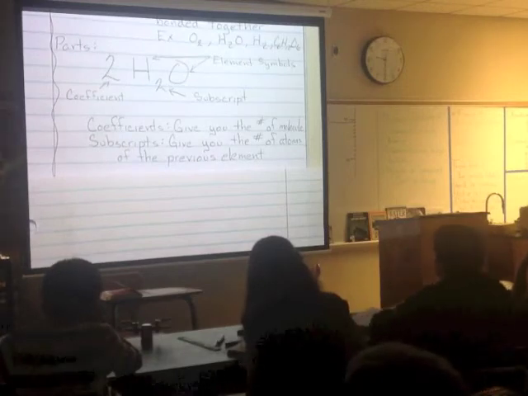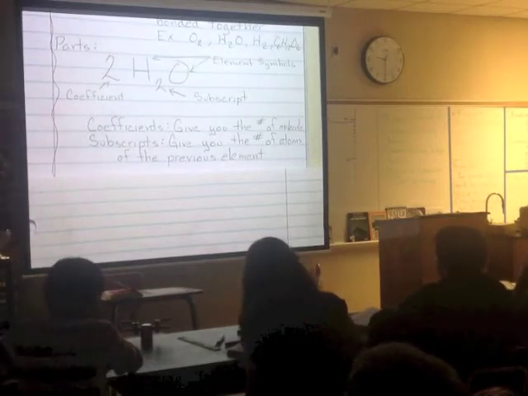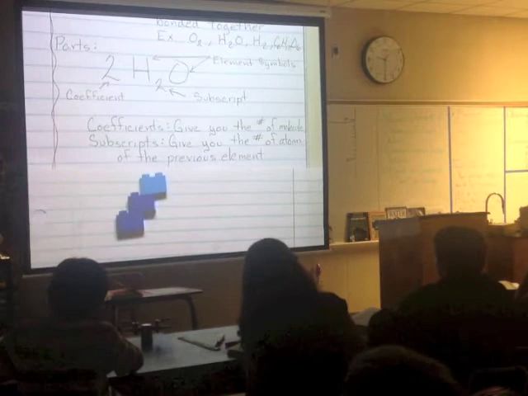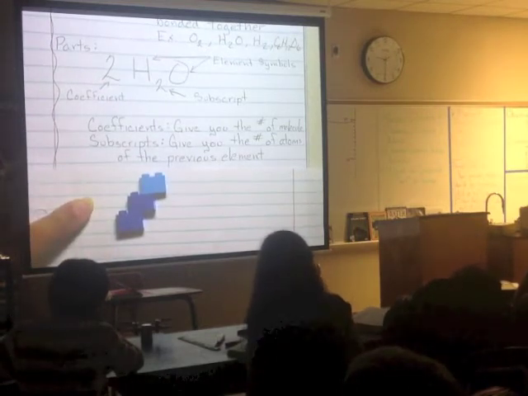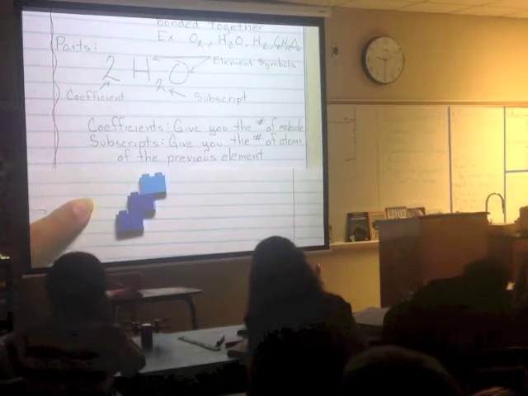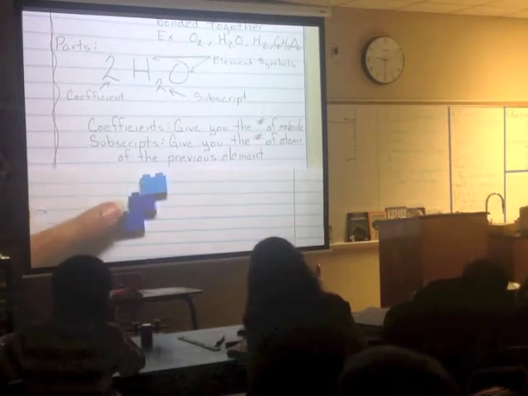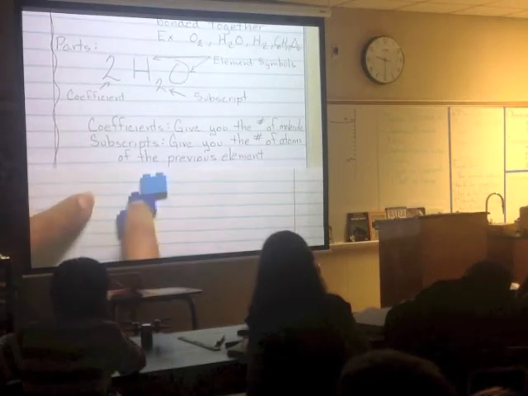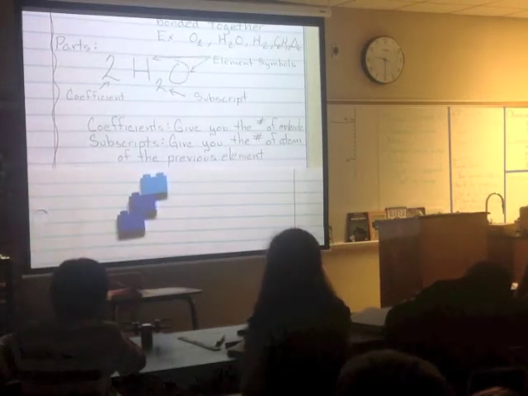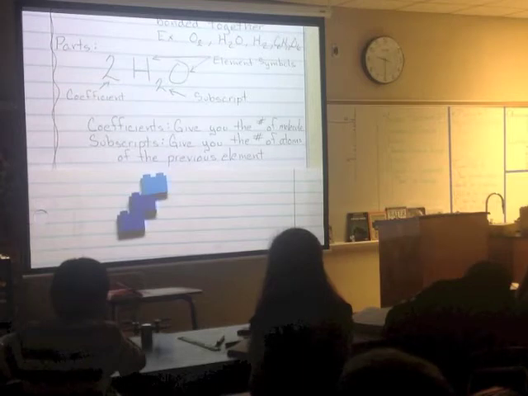H2O, it's 2 hydrogens and 1 oxygen bonded together. So here are my labels. Which color is representing my hydrogen? The dark blue, because I have 2 of them, right? And light blue is oxygen, correct? So this would be a molecule of H2O.